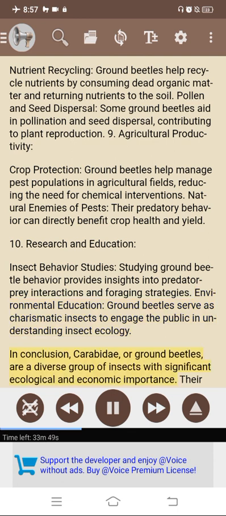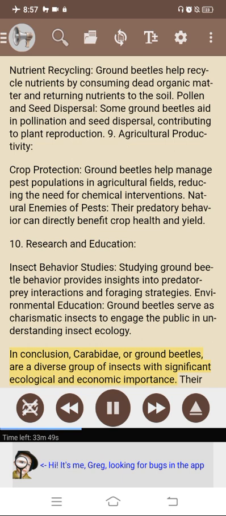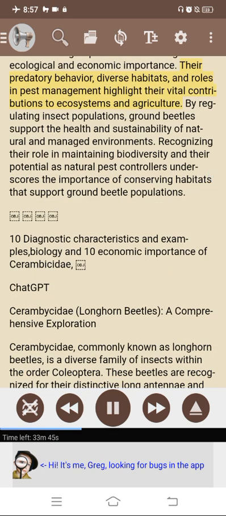In conclusion, ground beetles are a diverse group of insects with significant ecological and economic importance. Their predatory behavior, diverse habitats, and roles in pest management highlight their vital contributions to ecosystems and agriculture. By regulating insect populations, ground beetles support the health and sustainability of natural and managed environments.